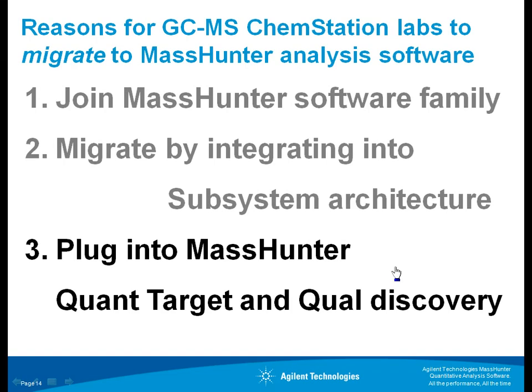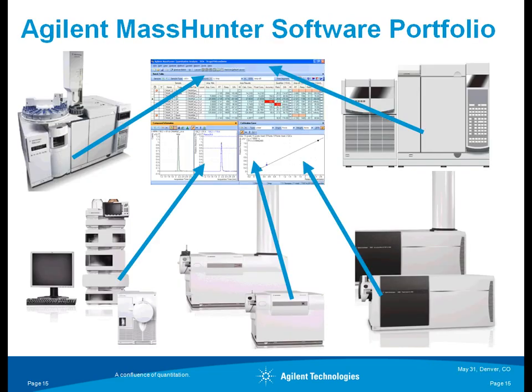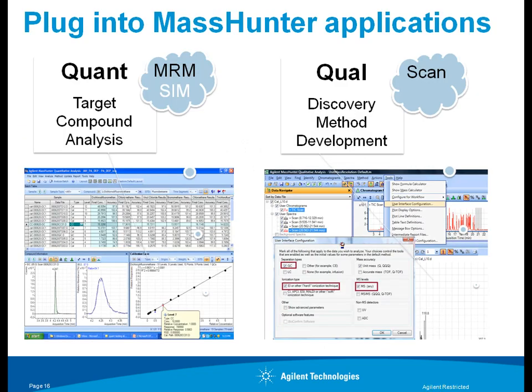Let's look at the third question. Plugging into MassHunter, Quant, and Qual. That involves a vision of a centralized analysis where the data is funneled into MassHunter. And you may ask, without going into technical details, what are the salient features of MassHunter that make it attractive? Well, I'll answer that by pointing out that there are two main applications. There's Quant and Qual.